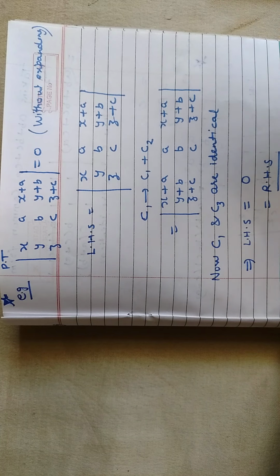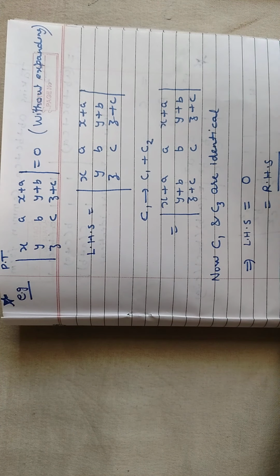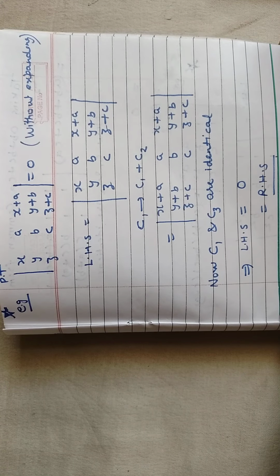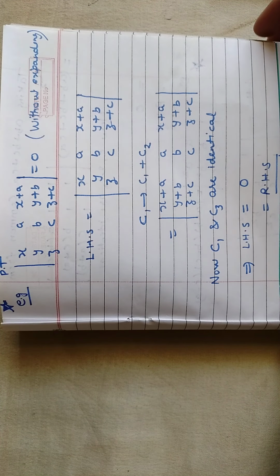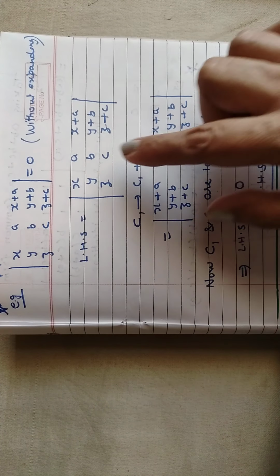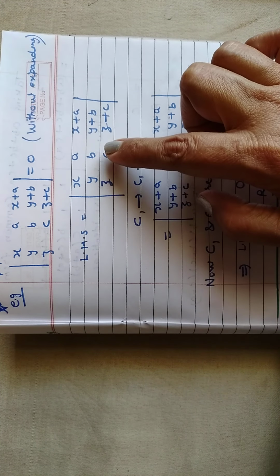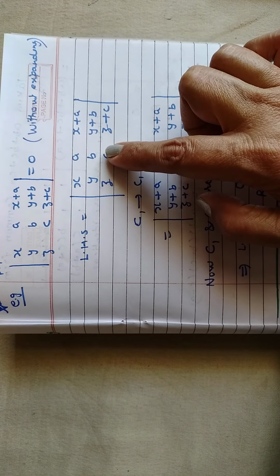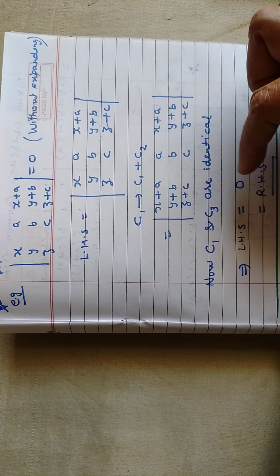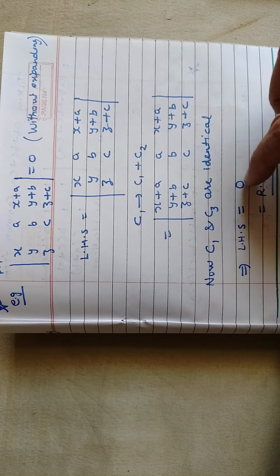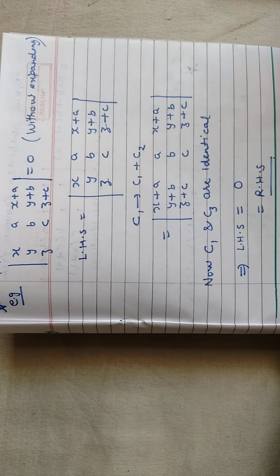Now first step is check whether by applying any operation two rows or two columns are identical, because the 0 property was when all the elements are zeros or when any two rows or two columns are identical. So if you see in this question, if I add C2 in C1, means C1 operates C1 plus C2, then it will become x plus a, y plus b, z plus c. Your first column will become this, second and third will remain as it is. Now C1 and C3 are identical, it means your left hand side is 0, which is equal to RHS.